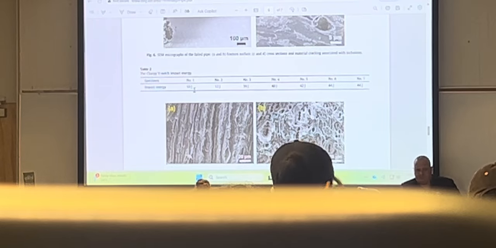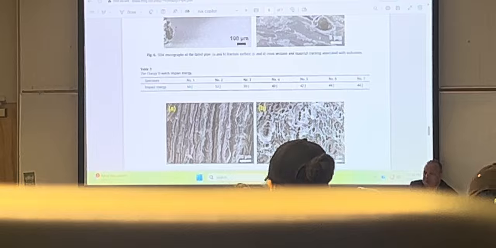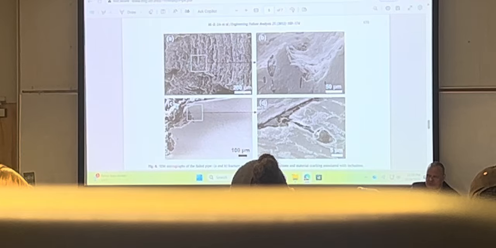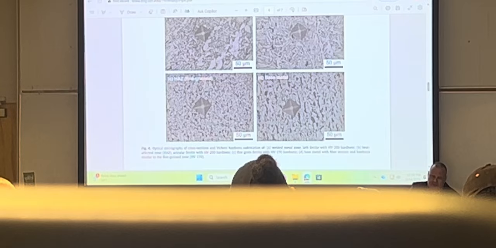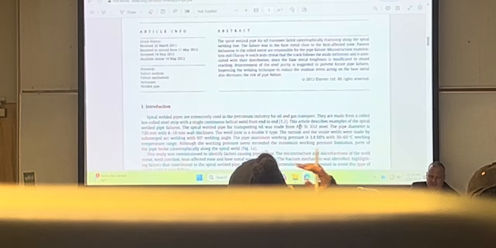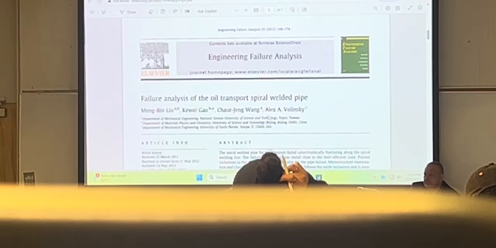You see 10 or 12 joules versus 40 joules. That was the difference between fracture along the rolling direction versus perpendicular to the rolling direction. Talk about anisotropy, highly anisotropic material. It turns out that during the rolling they introduced inclusions, so it was not a good process, and over time this pipe failed. It was in service since the 70s, and it failed in 2008 or so.